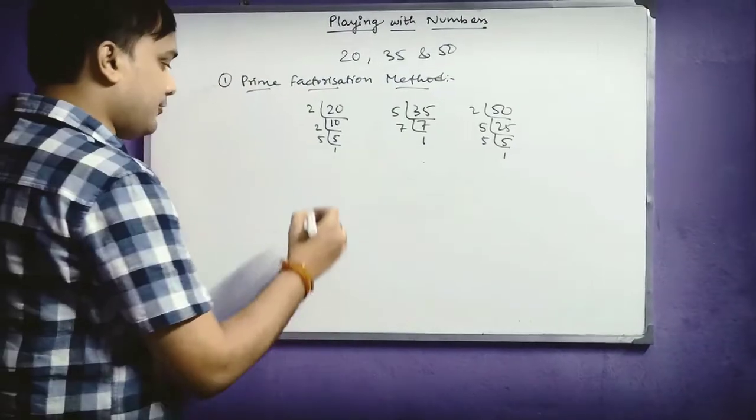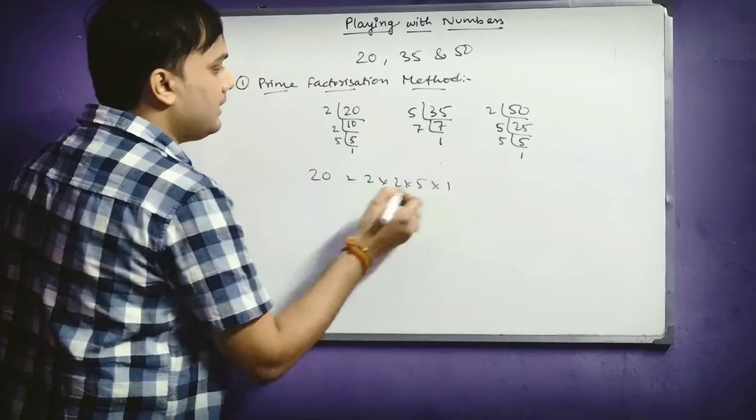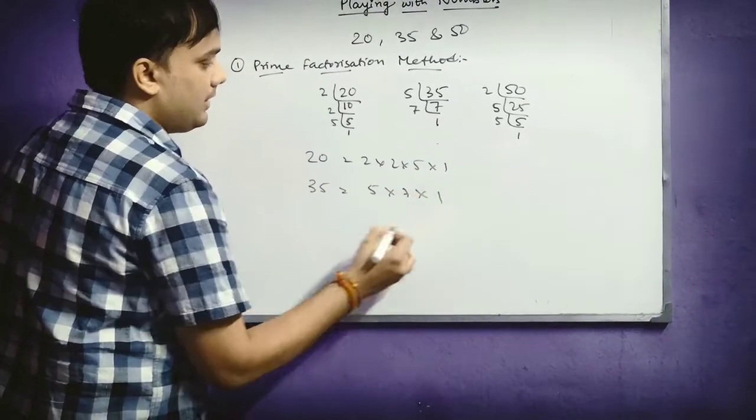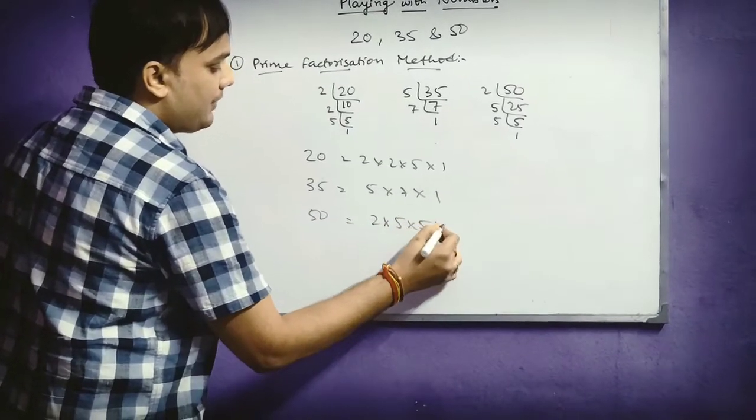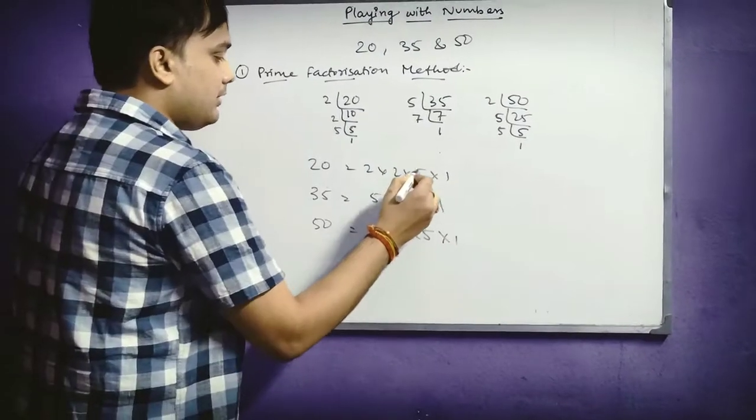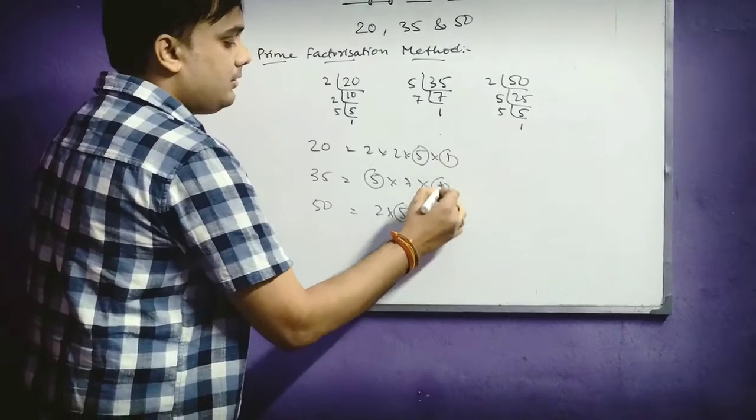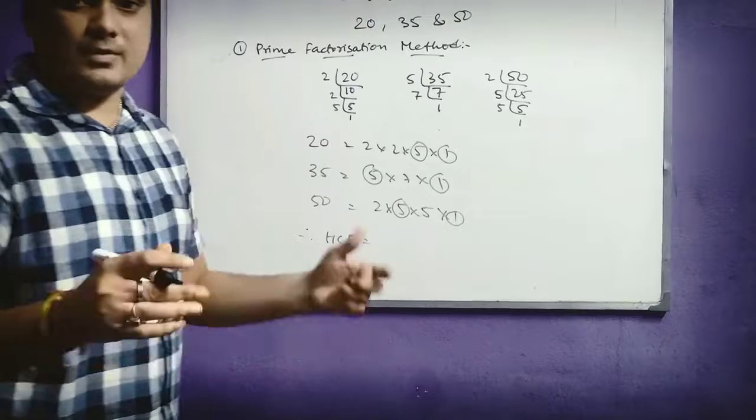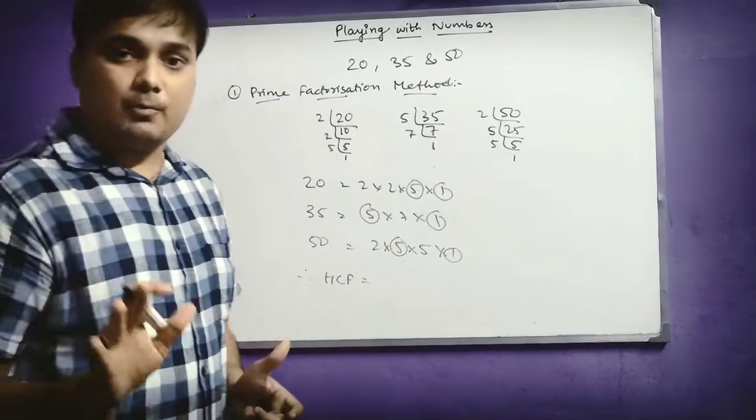So we can write 20 as 2 into 2 into 5 into 1, 35 as 5 into 7 into 1, 50 as 2 into 5 into 5 into 1. So students, you can see what are the numbers common here. You can see 5 is common and then 1 is common. So here we don't need to find the common factor, you can directly find the HCF. It's not necessary that common factor you have to find here.